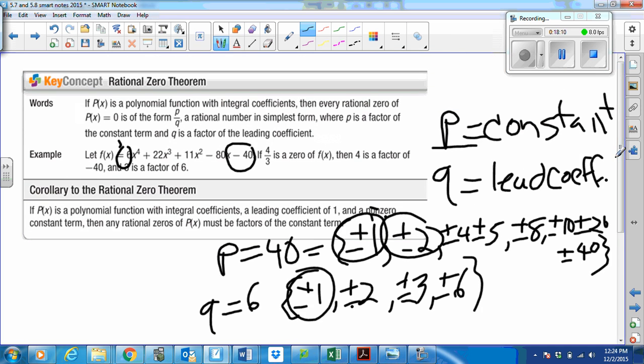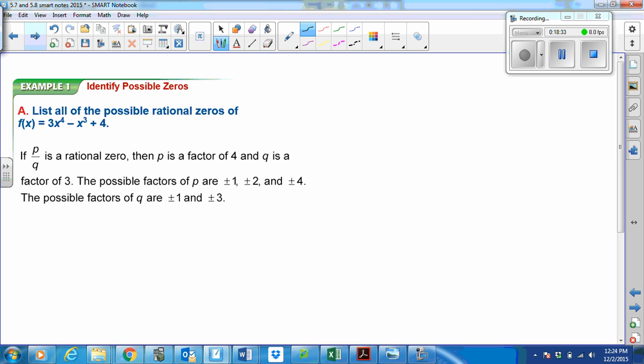Now this is where you would use your graphing calculator and put it in and see where it looks like it's crossing the x-axis to figure out where you want to begin to test these factors. Because obviously you don't want to test, this would produce 24 things that you could check with synthetic division, and that's too tedious.